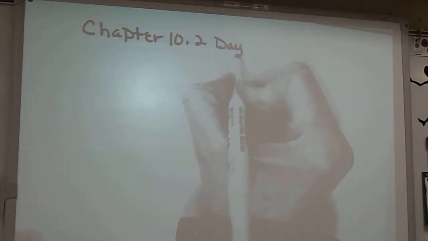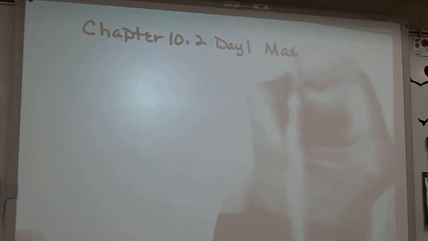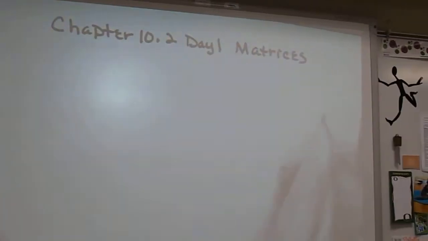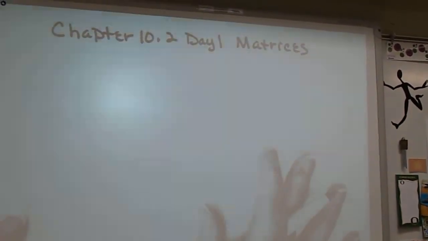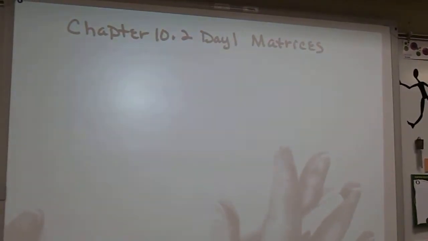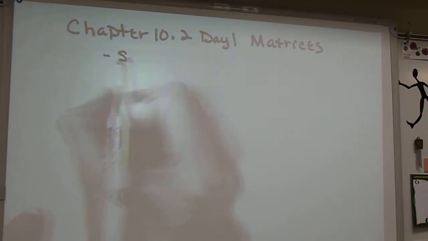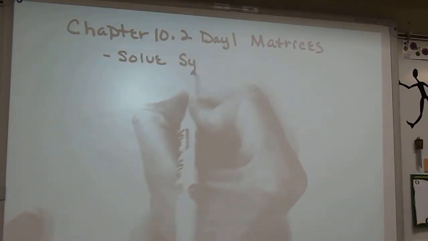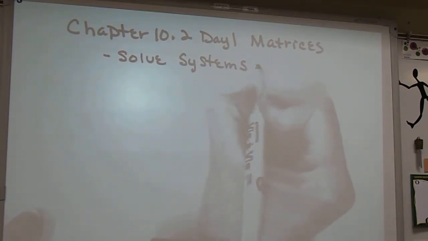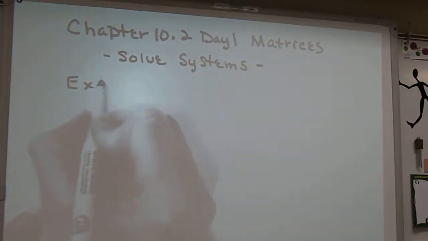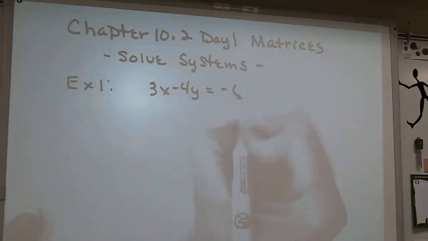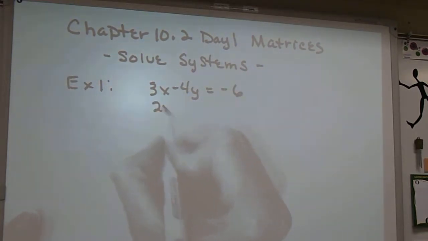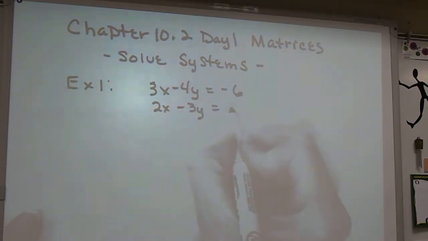This is day 1 of matrices. Today we're going to solve systems. And I'm going to tell you the first system that we're going to solve is 3x minus 4y equals negative 6, 2x minus 3y equals negative 5.